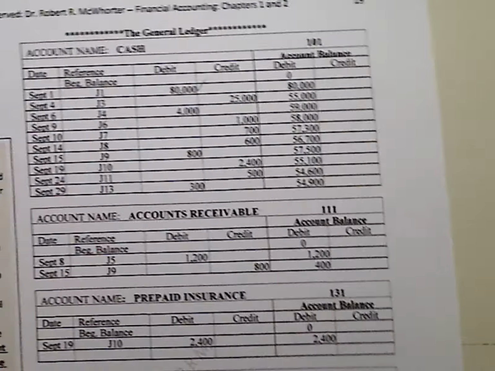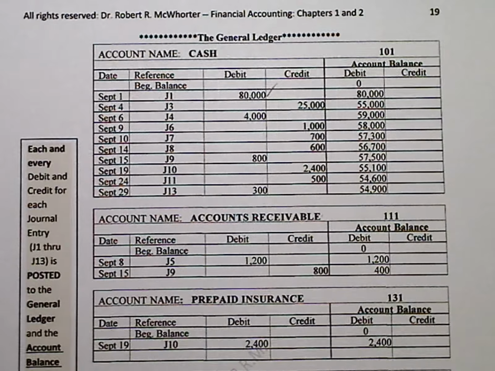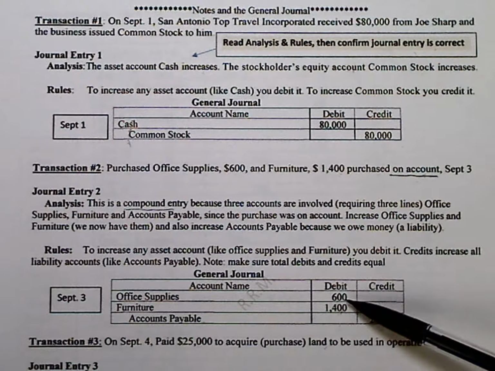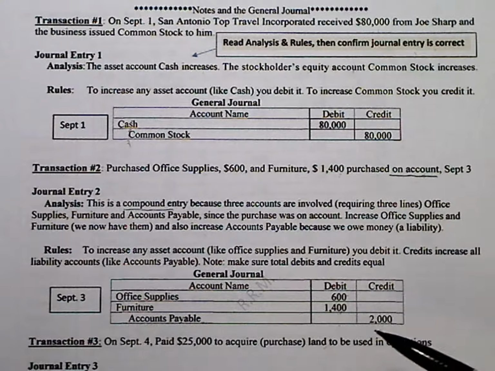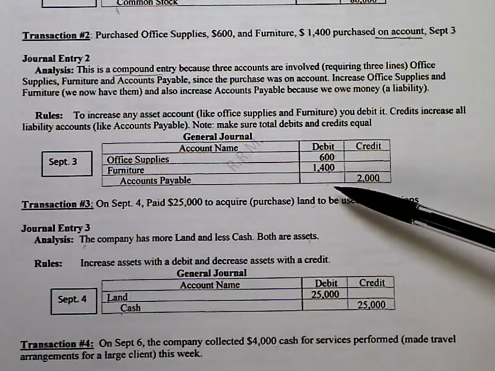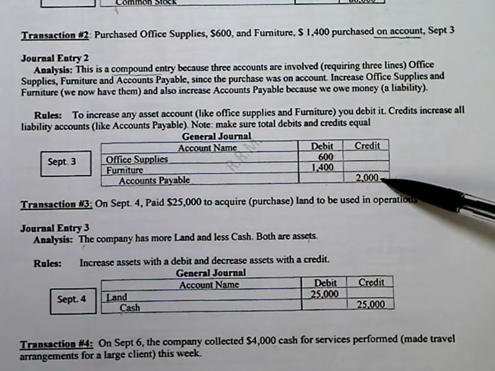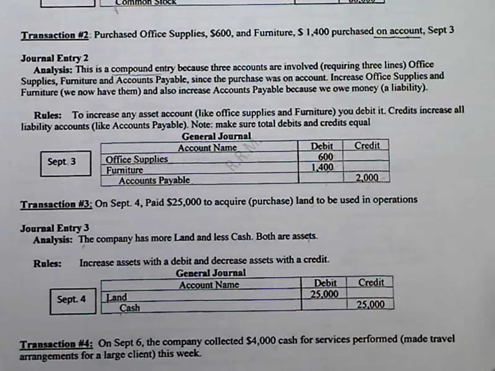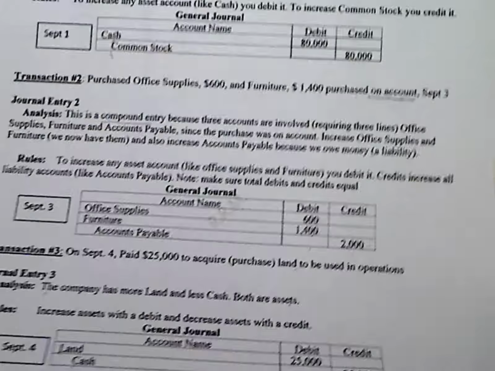Journal entry number 2. Journal entry 2, let's peek at it. Here it is. Okay, we debited office supplies. We debited office supplies, furniture, and we credited accounts payable. Now we must post all of that over to the general ledger.